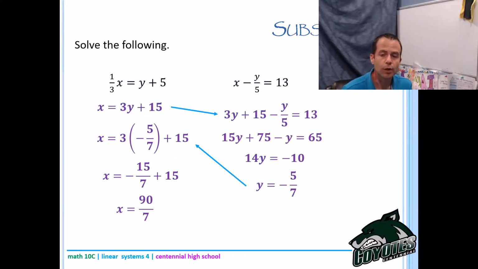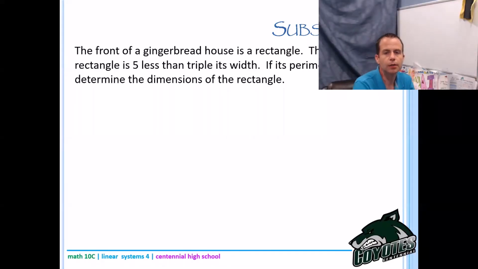Okay, so I have my solution, but I'm going to write it as a coordinate point. The solution is 90 over 7, comma, negative 5 over 7. So now what we want to do is end with some word problems, okay? So the difference here is not much, except that you have to build the system, okay? And we've already done that, right? We've been doing that since our very beginning lesson.